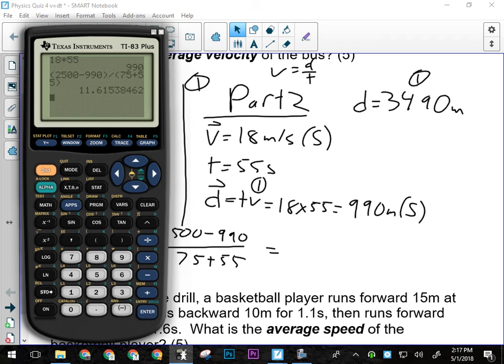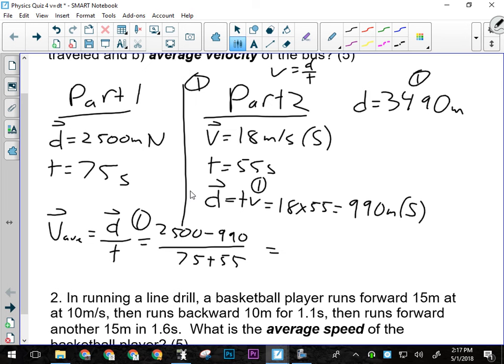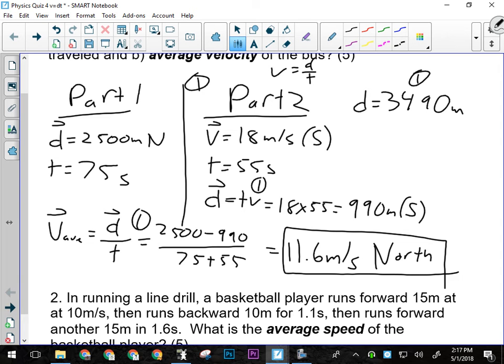All right, so we got 11.6 meters per second as our magnitude. What do I need to add to that? Since it's velocity, north. Velocity is a vector quantity, therefore it must have a direction on it. So that's your fifth mark on that.